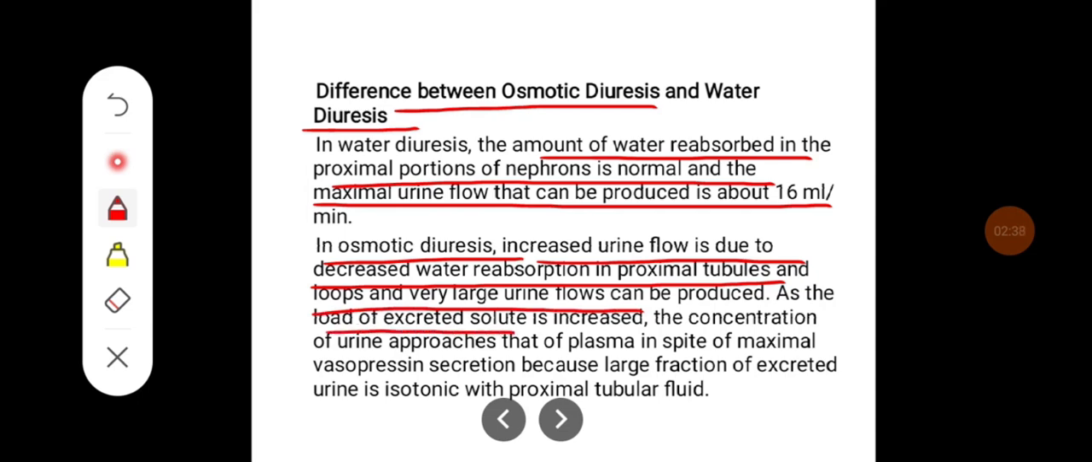As the load of excreted solute is increased, the concentration of urine approaches that of plasma in spite of maximal vasopressin secretion, because a large fraction of excreted urine is isotonic with proximal tubular fluid.